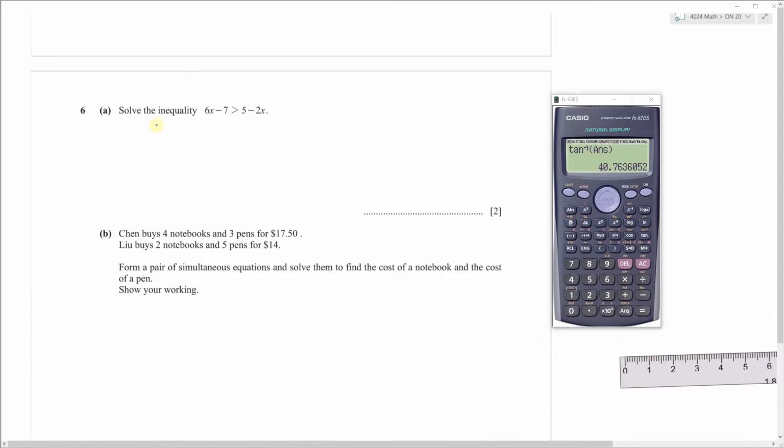Question 6, part A is solve the inequality. So let me bring this 2x here and bring this 7 on this side. So this will become 6x plus 2x greater than 5 plus 7. 8x is greater than 12. X is greater than 12 divided by 8, 1.5. So x is greater than 1.5.